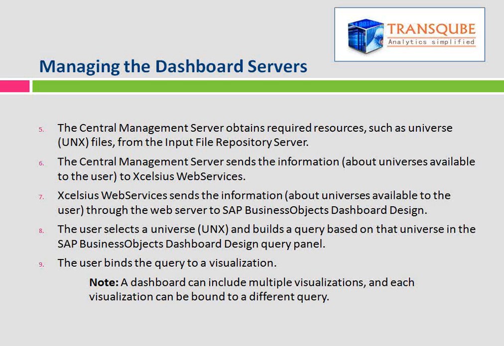It tells the Xcelsius Web Service, this is the location of the universe, and these are the rights that are obtained for the universe. Xcelsius Web Services sends the information about the universes available to the user through the web server to the BusinessObjects Dashboard Design server. Once this authentication process and user validation have been completed, this information will be sent back to the web service in the background.